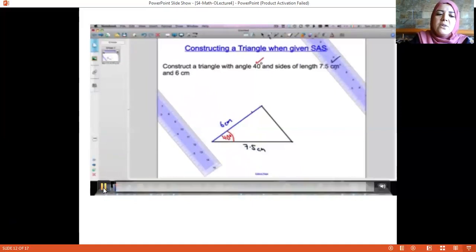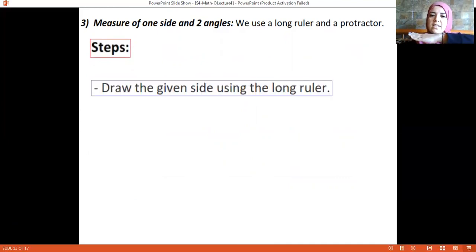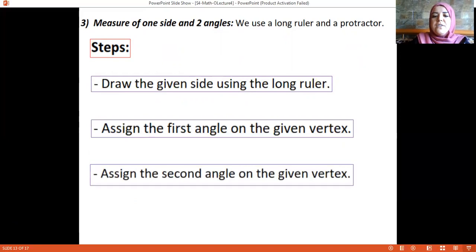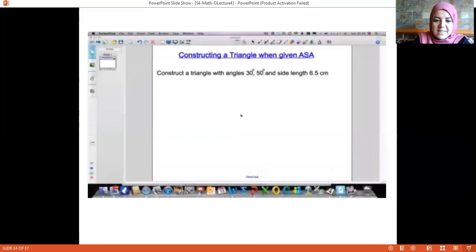Great. Now that's it. Now let us go for the third case, which is one side and two angles. And this is very easy. It's very easy because you draw the line, you draw here the angle using a protractor, and the other angle using the protractor, and the point of intersection, you just join them, and they are the vertex. And let us also watch this video. It's very easy.